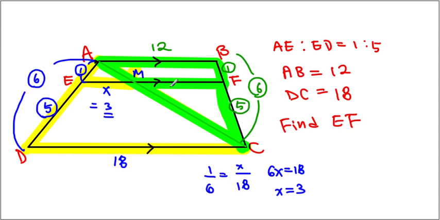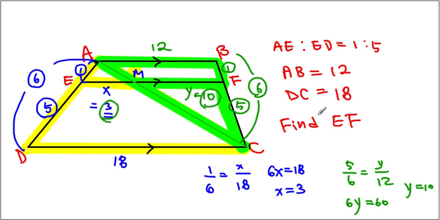Now, in the same manner, we're going to call this side Y. Then what will be the proportion which we can set up? It will be 5 to 6 equal to Y to 12. Then we get to realize that 6Y will be equal to 60, where Y becomes 10. Then this becomes 10. So therefore, what is the entire line segment EF? It will be simply the addition of 3 and 10 together. So therefore, it becomes 13.